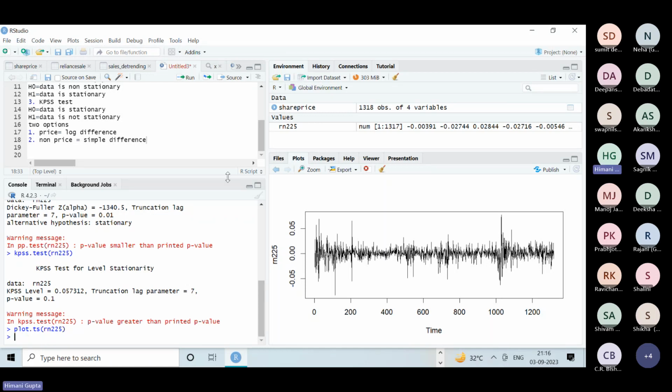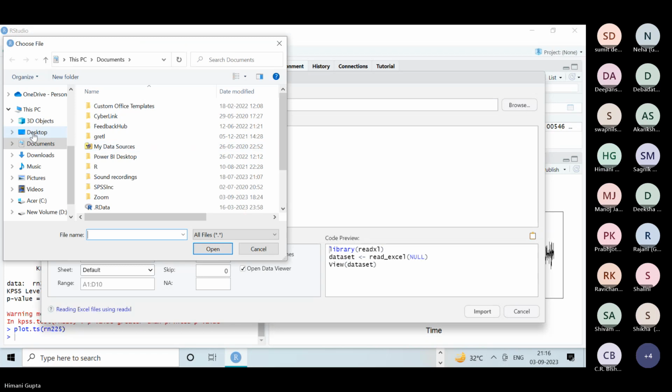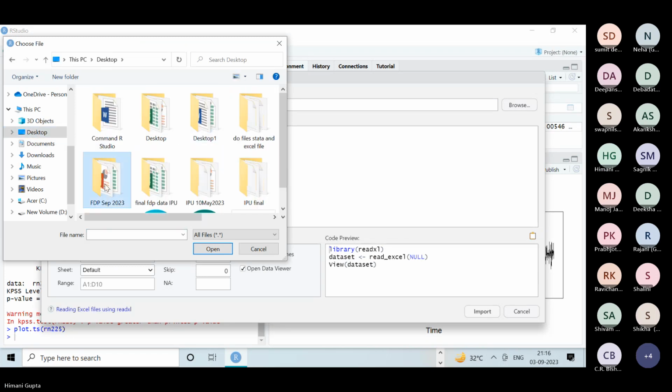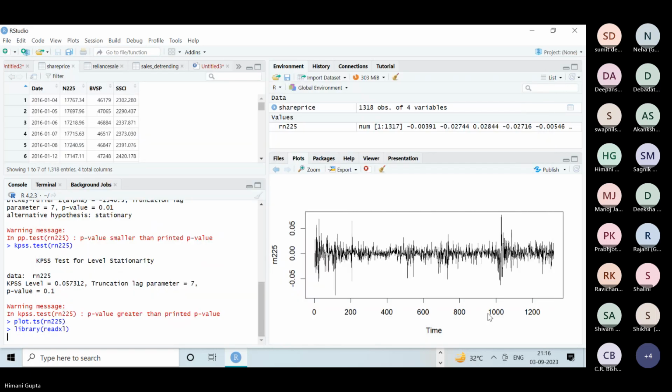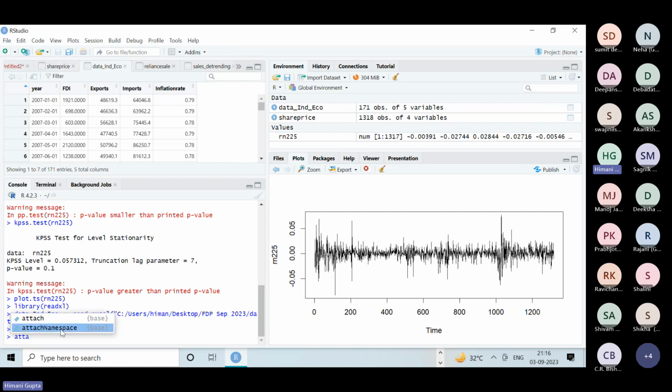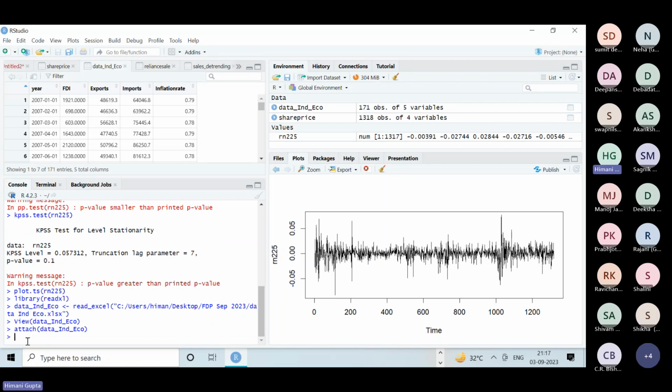So now suppose this is not a price. Let's say this is already inflation. I have also given you one file of Indian economy. Let's say we just change it to Indian economy. Okay, let me attach this file also. Now let me check for inflation.